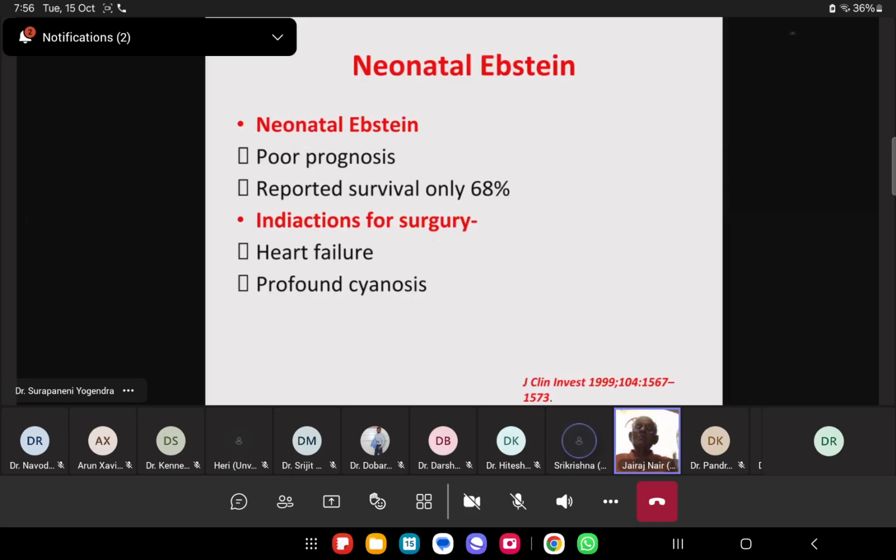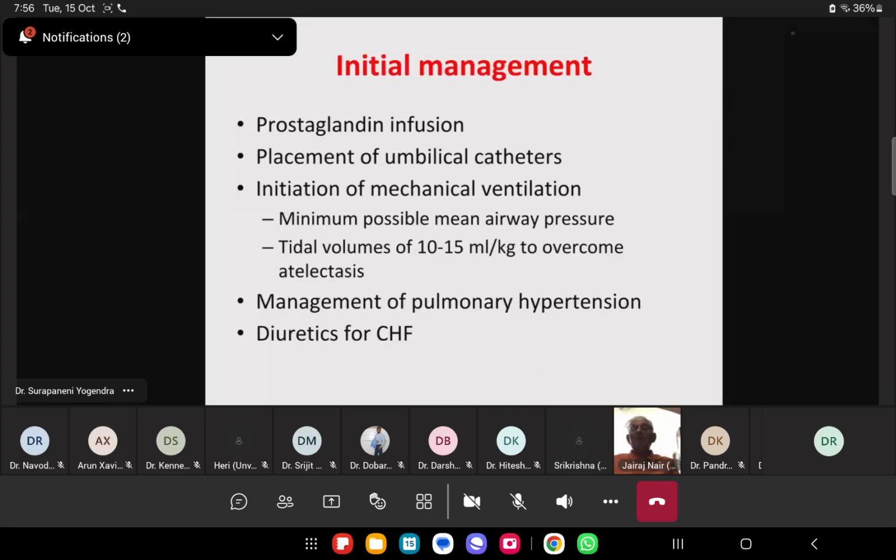Neonatal Epstein's anomaly is associated with poor prognosis, reported survival only 68%. Indications for surgery: heart failure or profound cyanosis. Initial management includes prostaglandin infusion, placement of umbilical catheters, initiation of mechanical ventilation, minimum possible airway pressure should be maintained.